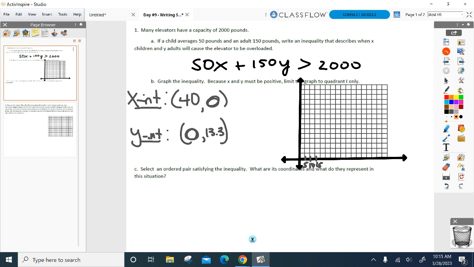20, 25, 30, 35, 40. And I don't have to do anything on the y-axis because I'm leaving that going by 1s. All right, graph your 2 points. I got 40 and 13.3.